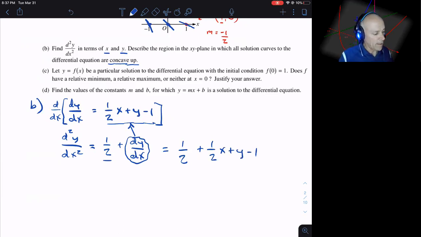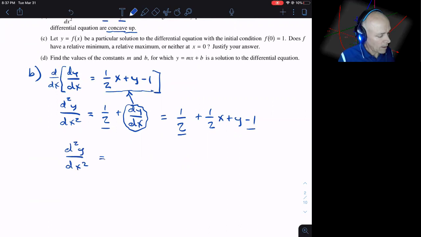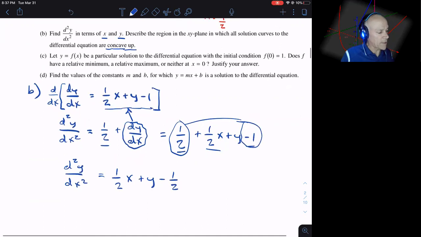Okay, I can simplify this a little bit, combining my 1 half and my negative 1, and I get the second derivative is equal to, I'm going to write this term first, 1 half x plus y minus 1 half. I get that by combining the 1 half and the negative 1. Okay, so there's my second derivative. That was the first thing I was asked to do.